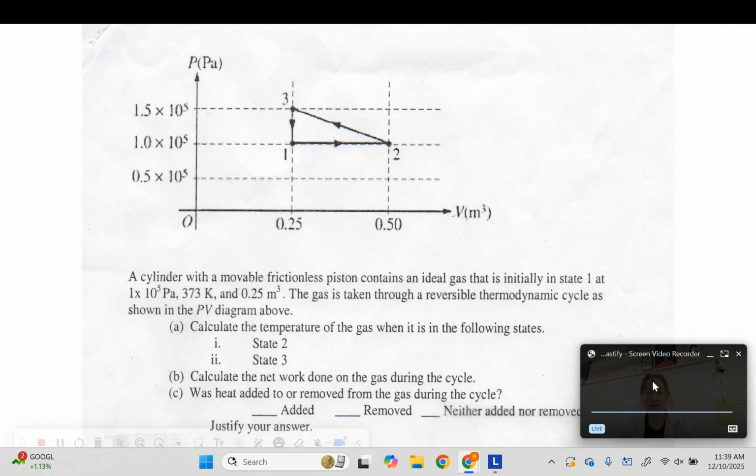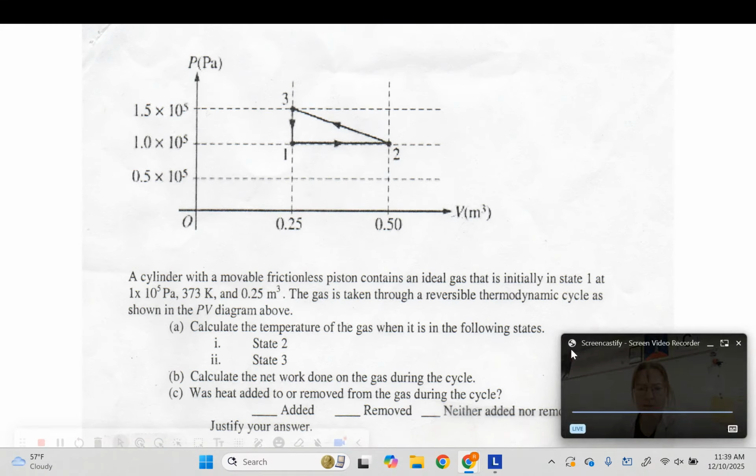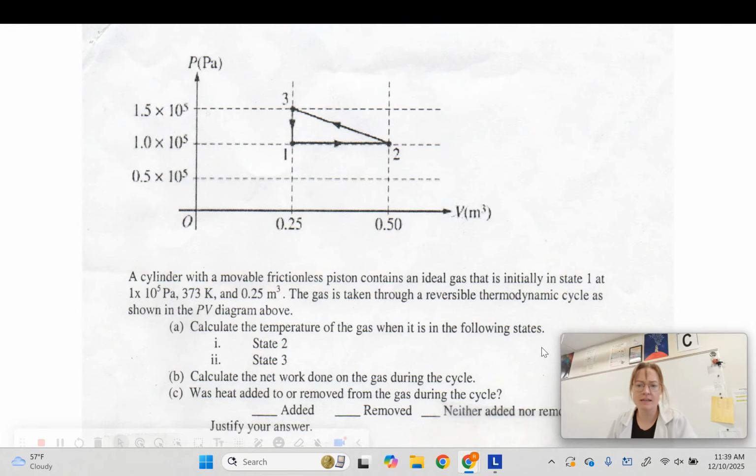Today we are going to be talking about thermal processes. Now, if you look here, I have a question for you.